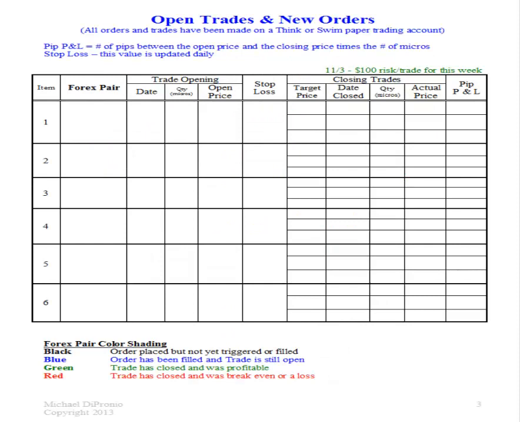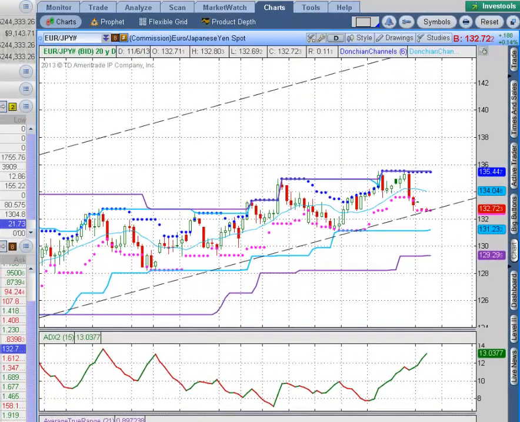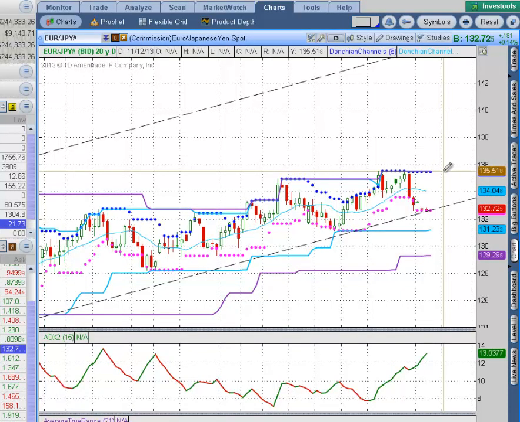We presently have no open trades. For new orders, we didn't place a new order on the euro-yen because it's about 250 pips below the entry point. Here's the price chart for our one qualified pair, the euro-yen. This would be a bullish trade. Our entry would be about 250 pips higher than the current price.